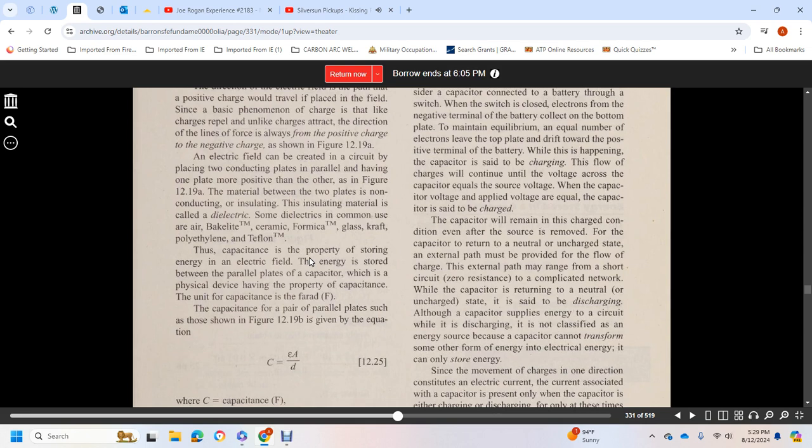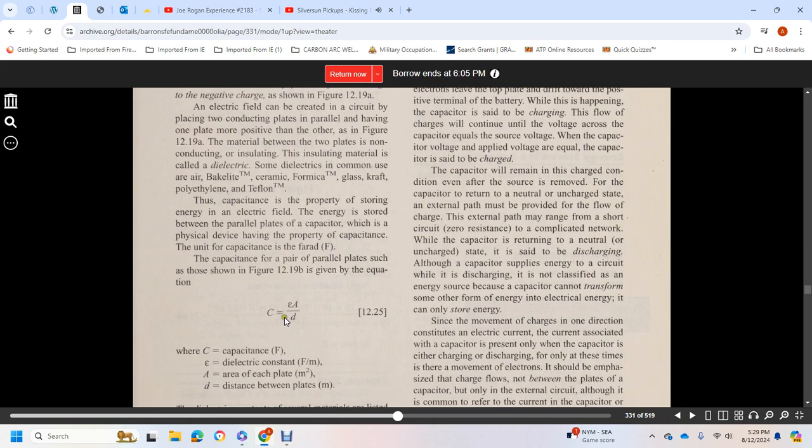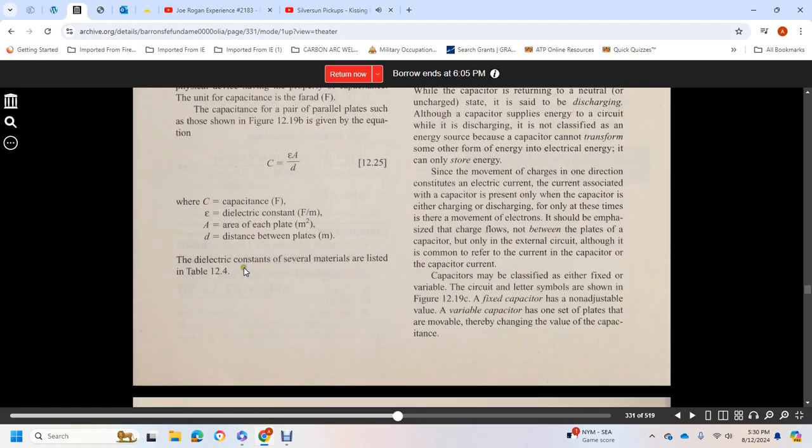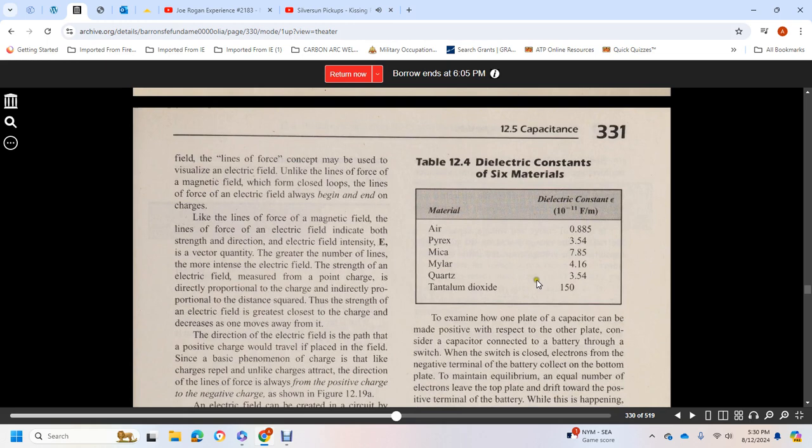Energy is stored between the parallel plates of the capacitor, which is the physical device with the property of capacitance. The unit of capacitance is the farad. The capacitance of parallel plates such as those shown in figure 12.9b is given by the equation: C, the capacitance in farads, equals the dielectric constant times the area of each plate over the distance between the plates. The dielectric constants of several materials are listed in table 12.4: air, pyrex, mica, mylar, quartz, titanium dioxide.